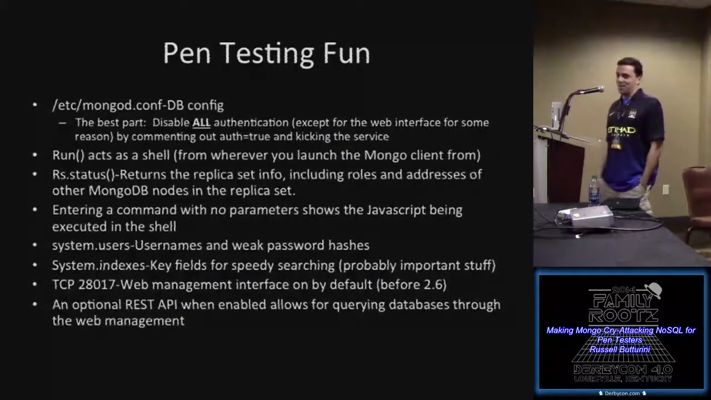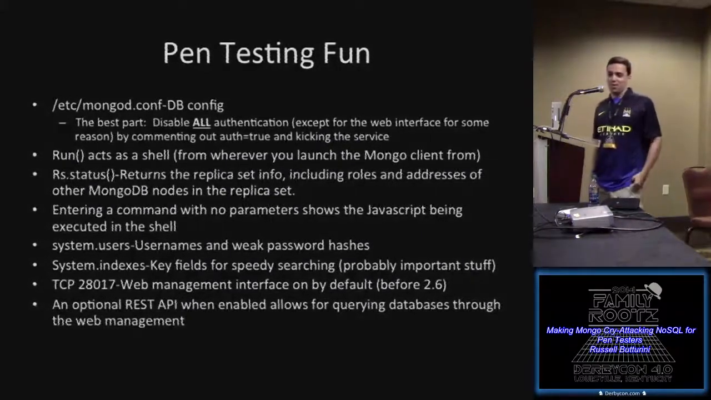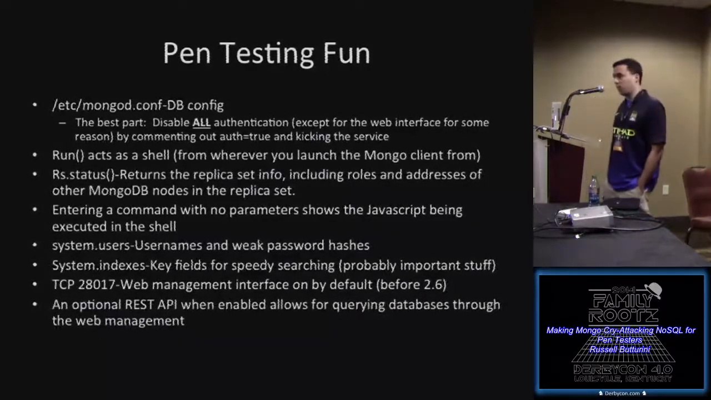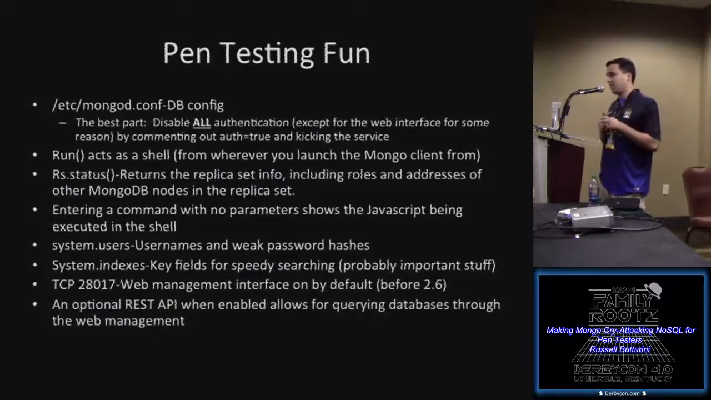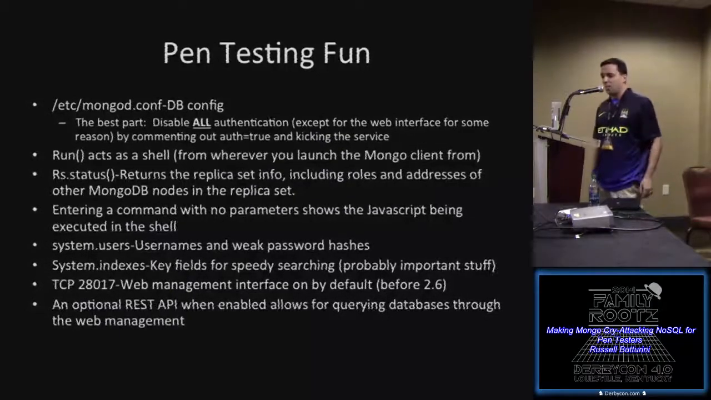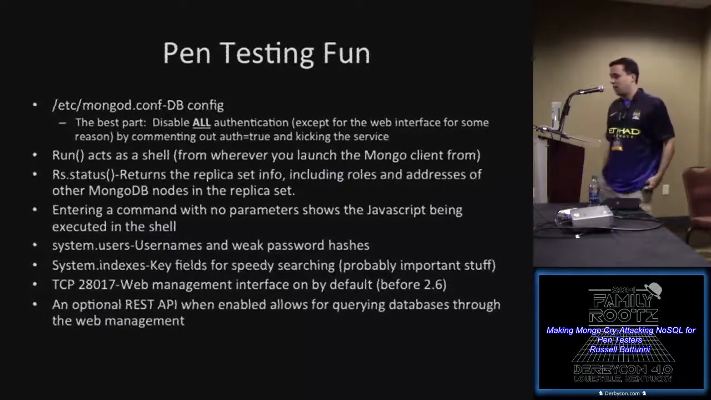So if you get a local shell on a server, you can use the Mongo client to go in and do things in the context of the Mongo account. The rs.status command: Mongo's replication technology is replica sets, so you actually have members that vote on who's the highest and have priority. It's a pretty standard replication type thing, but that will show you where the other members of the replica set are if there are multiple members. So maybe you go look for other things.